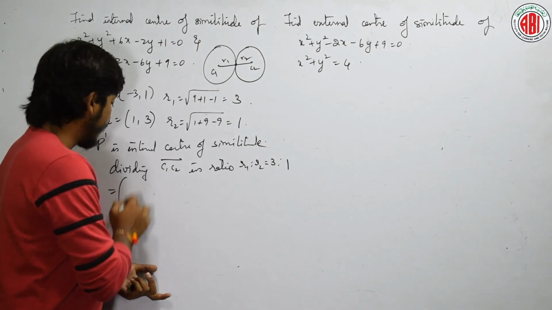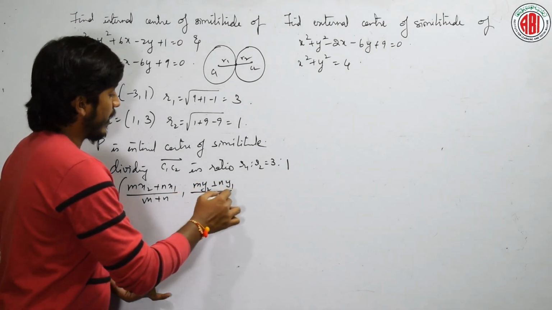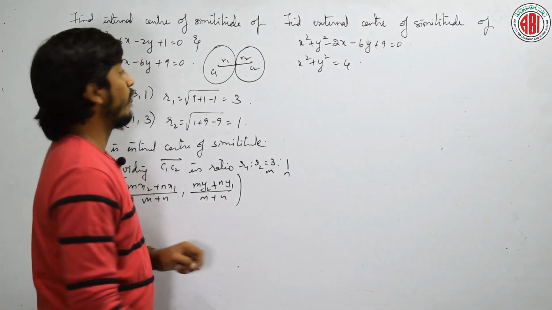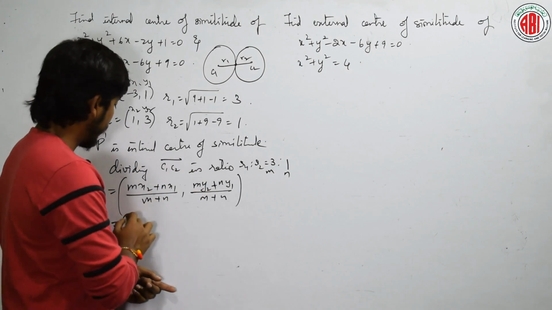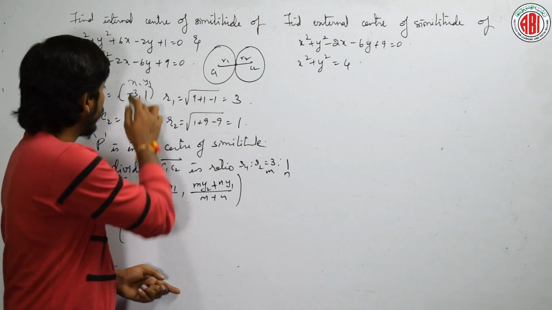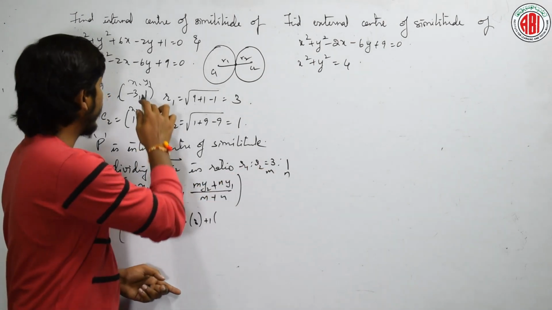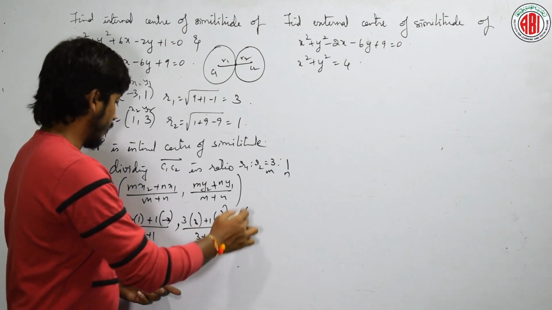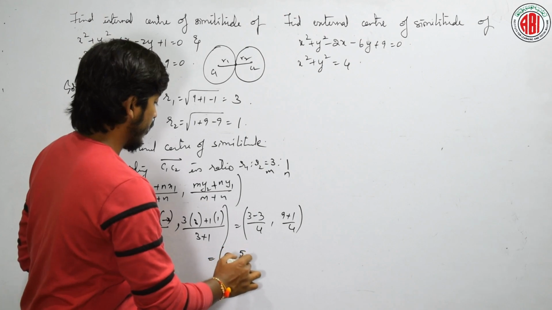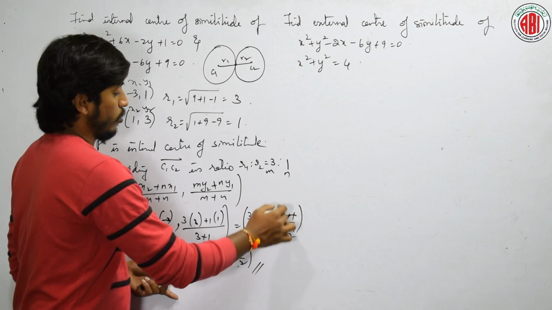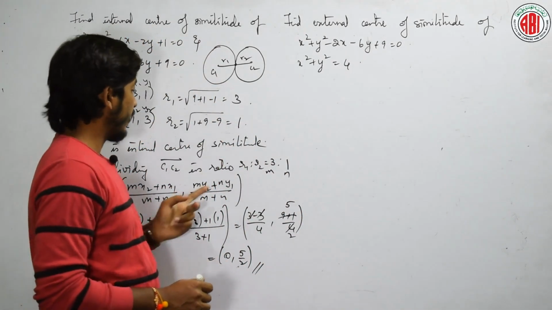Clear? This is C1 and this is C2. So, we can find the point as (mx2 plus nx1) by (m plus n), comma, (my2 plus ny1) by (m plus n). What are m and n? This is the ratio m and n. This is x1 y1 and this is x2 y2. Let us substitute it. That is (3 into 1 plus 1 into minus 3) by (3 plus 1), comma, (3 into 3 plus 1 into 1) by (3 plus 1), that is equal to (3 minus 3) by 4, comma, (9 plus 1) by 4. Therefore, the answer is (0, 5 by 2). Here the 2 and 5 cancel. Clear? Did you understand?